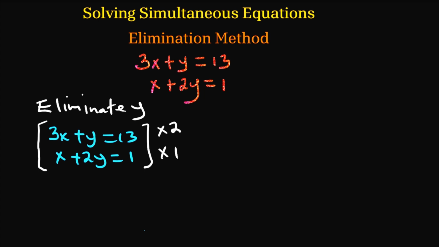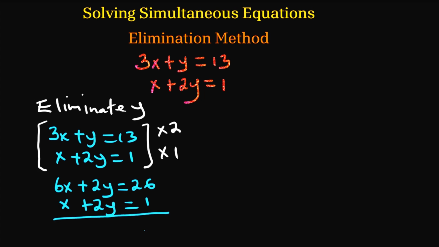we have new equations, which will be 6x plus 2y equals 26, and then we have x plus 2y equals 1. So now we can easily eliminate y. So 6x minus x is 5x, 2y minus 2y is 0, and then 26 minus 1 is 25. So we just write that as 5x equals 25.